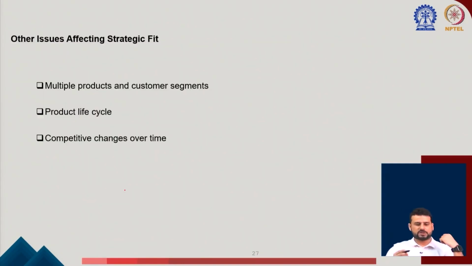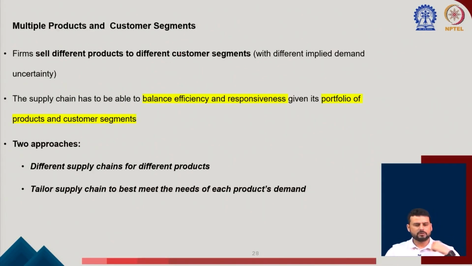Some of the other issues affecting your strategic fit, we will quickly go through. Multiple products, customer segments. Now we talked about Maruti coming with 200 different models, targeting one car starting at a base price of, let us suppose, 10 lakhs, ending at 22-23 lakhs. You just imagine, more than double the base price. So you can imagine how many extra features you are getting.